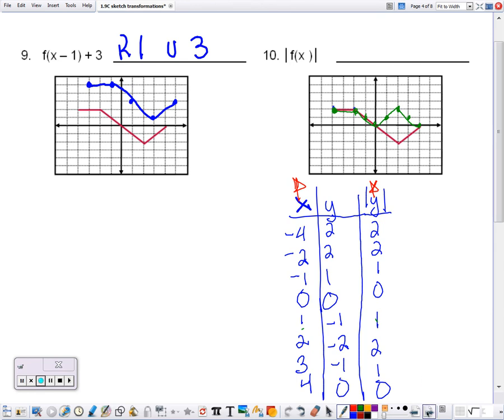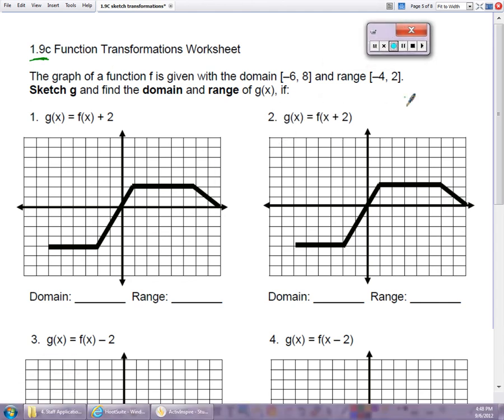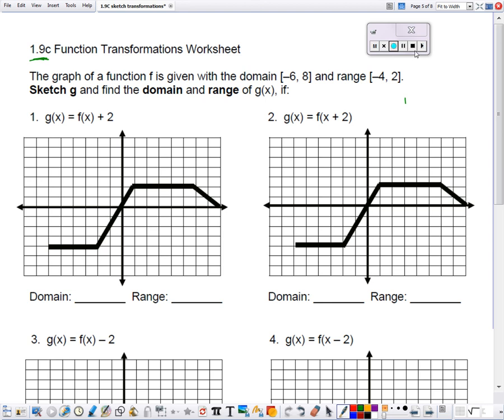Your job now for the rest of class is your homework worksheet. It's the next page. It says 1.9c function transformations. You're to do both sides. All of the answers will be on Edline, so you can check your work tonight before class the next day.